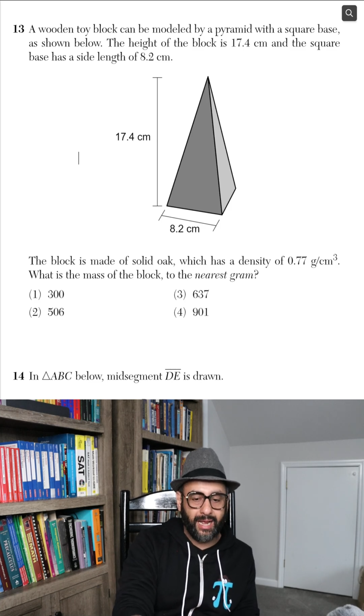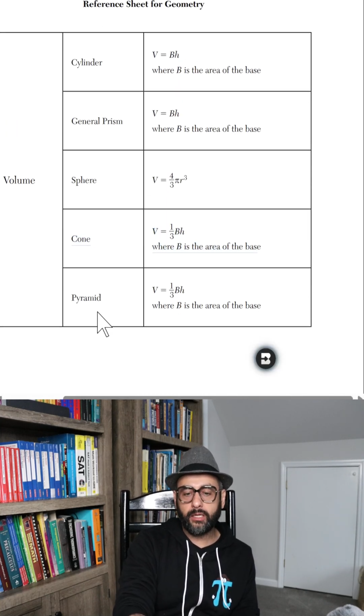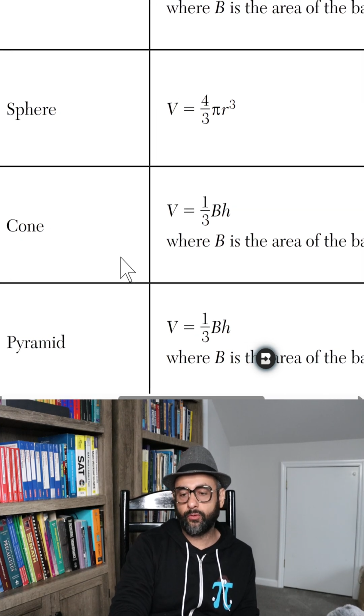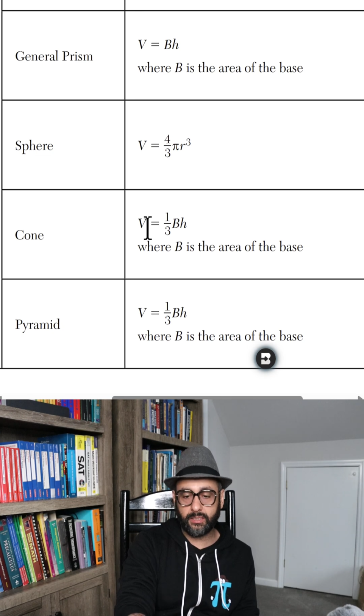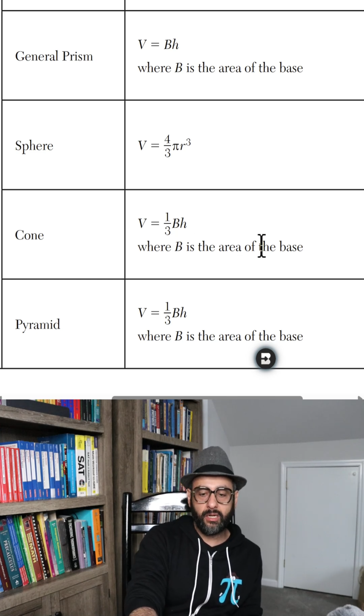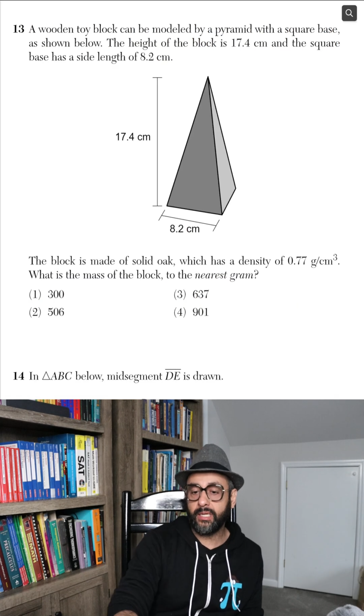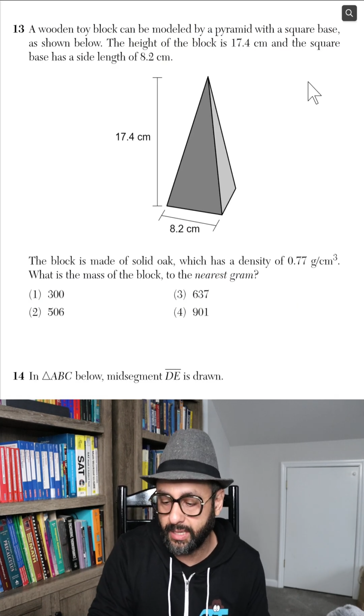But that said, I think it's actually better to really recognize that they give you plenty of formulas here, including the volume of a cylinder, general prism, sphere, cone, and pyramid. I do notice that the formula for the volume of a cone and a pyramid are actually the same formula. V equals 1/3 base times height, where B is the area of the base. Okay, so how do I deal with that? In this problem, we bring the formula in, and let's actually do some calculations.